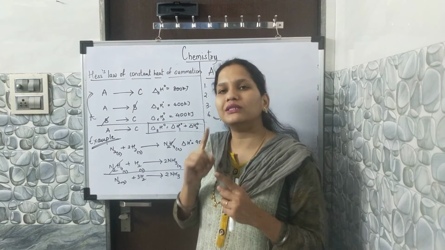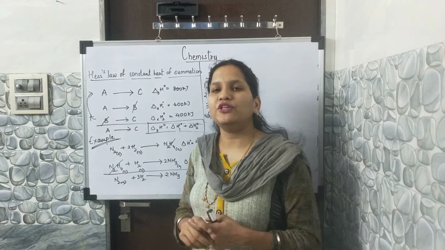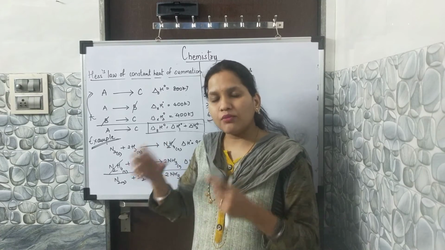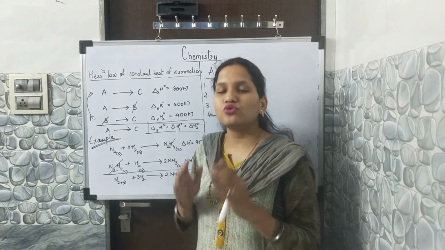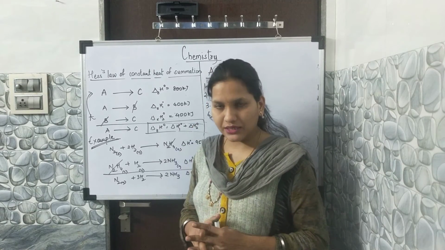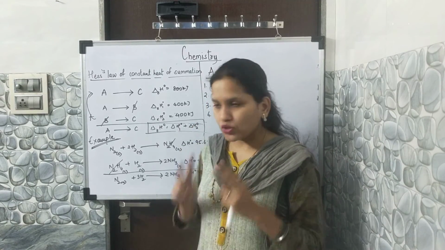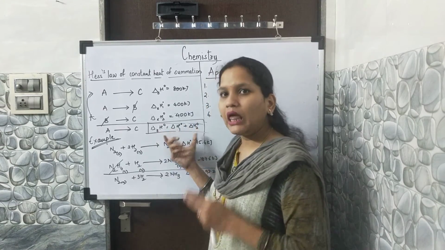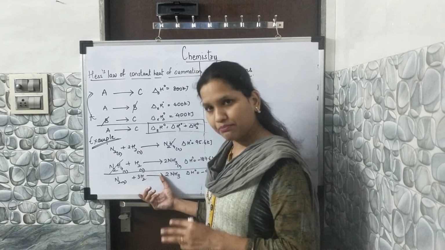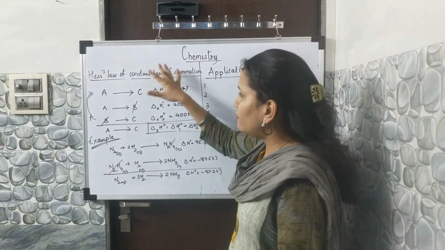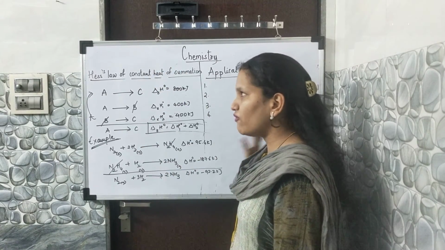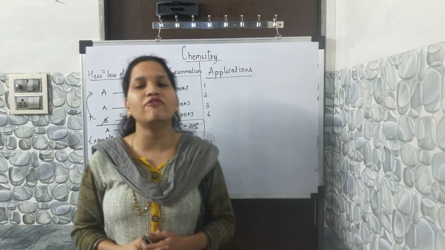First thing, you are going to learn the statement: overall, the enthalpy change of the reaction, or the sum of enthalpies of the reaction carried out in a series of steps, is going to be the same. Second, you have to learn the formula. Third, you should know the examples. Fourth, you must know the applications based on this. So here we have discussed the whole concept of Hess law of constant heat of summation.